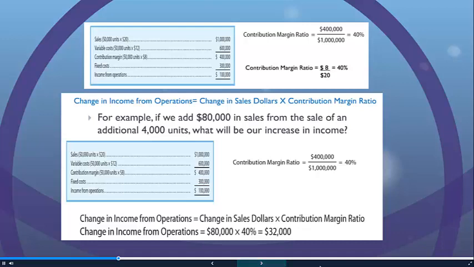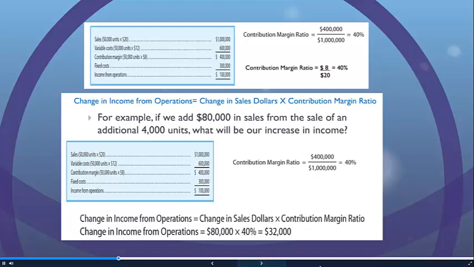Again, your contribution format income statement shows sales minus variable cost equals contribution margin, minus those fixed costs to equal your income. Therefore, if I wanted to find my contribution margin ratio, I take my contribution margin and divide that by sales. In this case, that would be 400,000 divided by a million, giving me 40%. I can do this in total, or I can do this on a per unit basis. I know that on a per unit basis, my contribution margin is $8 in this example. My sales are $20 per unit. So again, this still gives me that 40% contribution margin ratio.